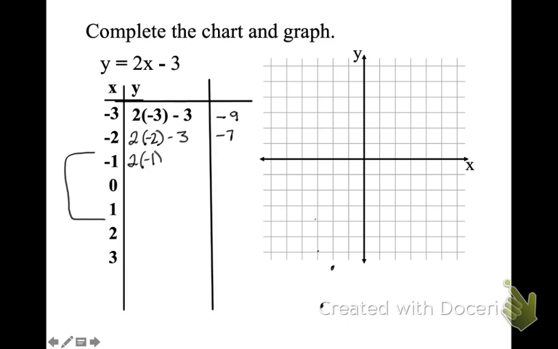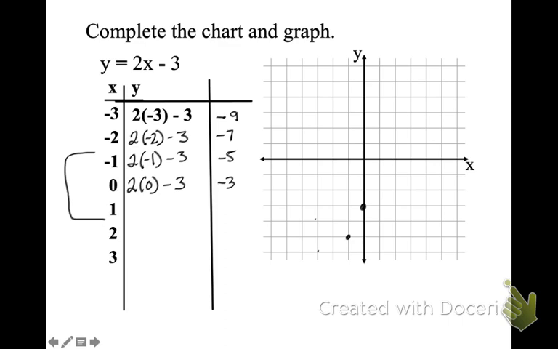2 times negative 1 minus 3. So that's negative 2 minus 3 is negative 5. 1, negative 1, 2, 3, 4, 5. The one's probably over here, yeah, something like that. Because it has to be making a line. Okay, that's exact. So I'm doing 2 times 0 minus 3. That zeroes it out, so it's negative 3. 0, 1, 2, 3.